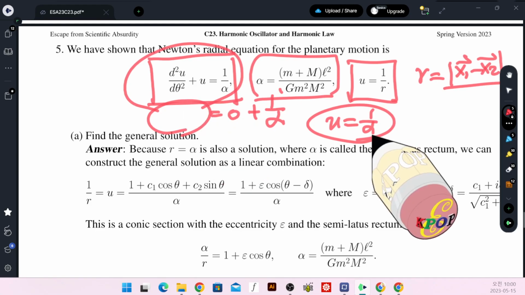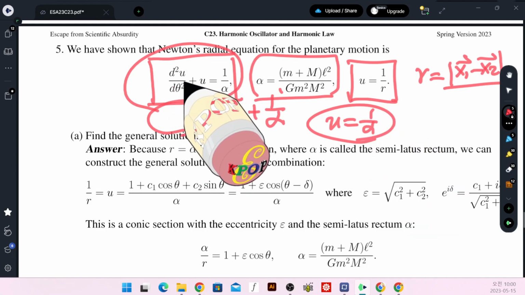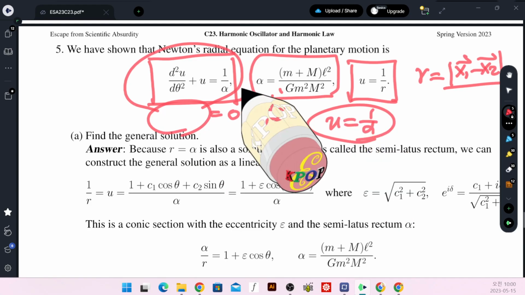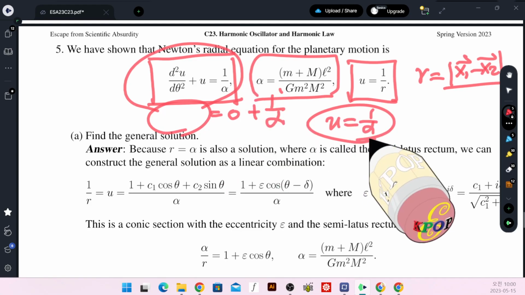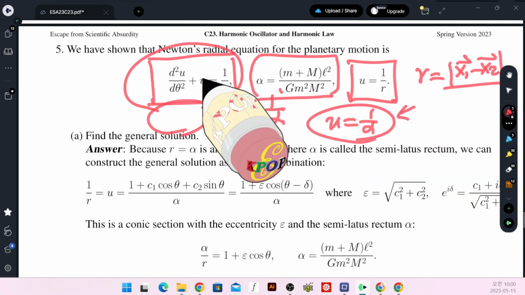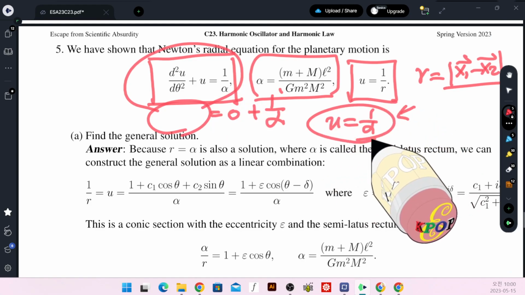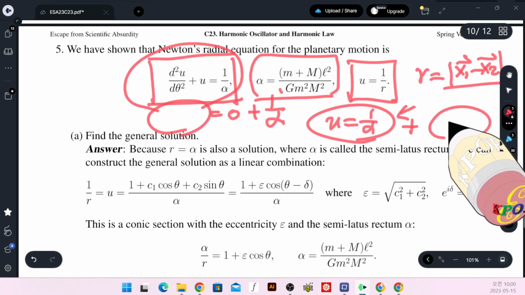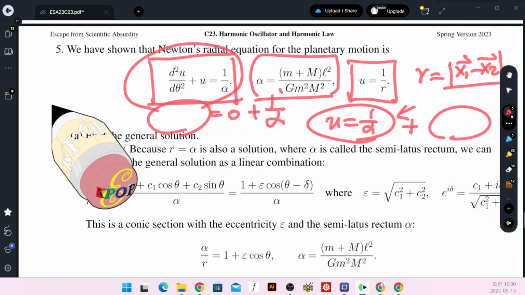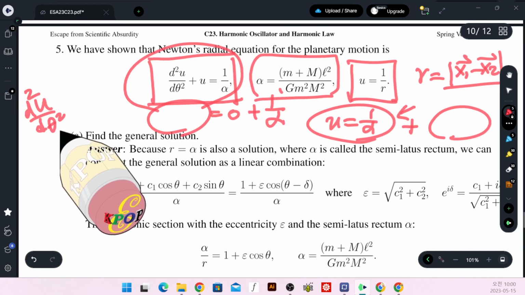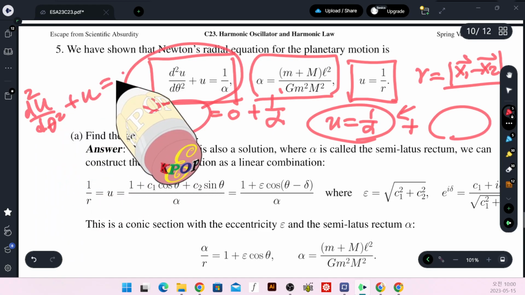Why? If alpha is a constant, the second-order derivative with respect to the angle vanishes completely, and it is identical to the right-hand side. But that is not the general solution. We say it is a particular solution for u. The general solution is the sum of this particular solution and the solution of the homogeneous equation, that is, the second derivative of u with respect to angle plus u equals 0.